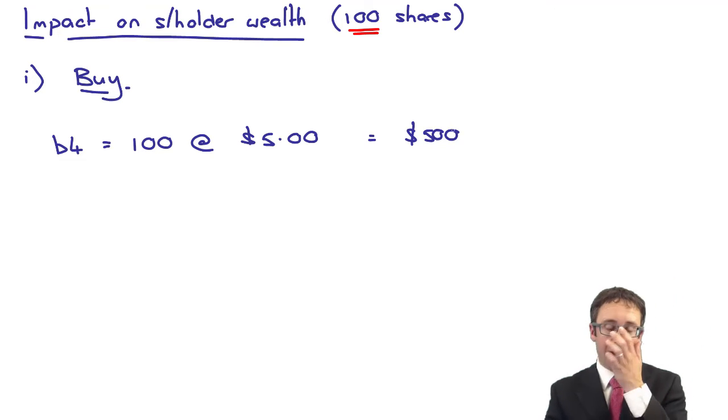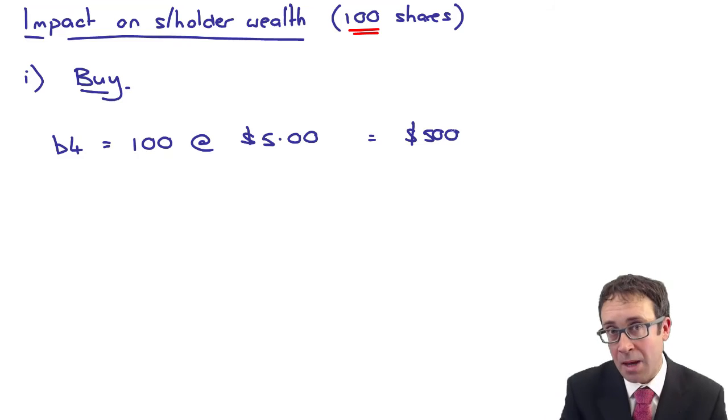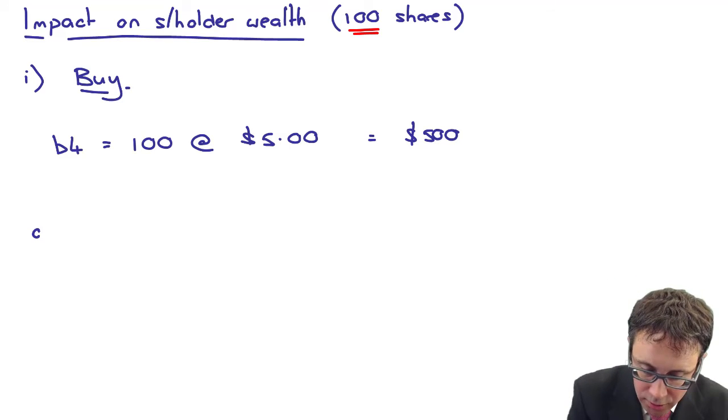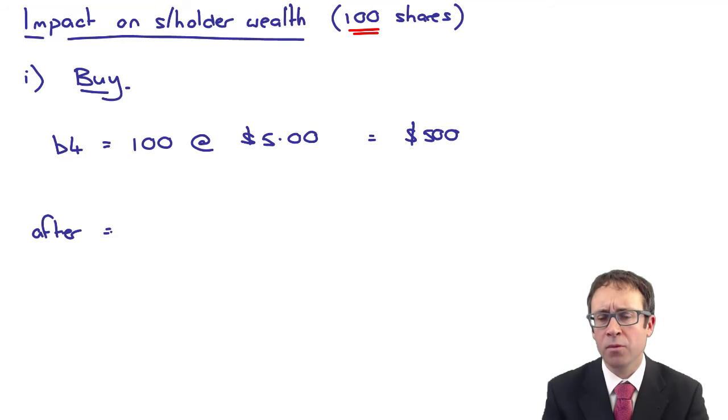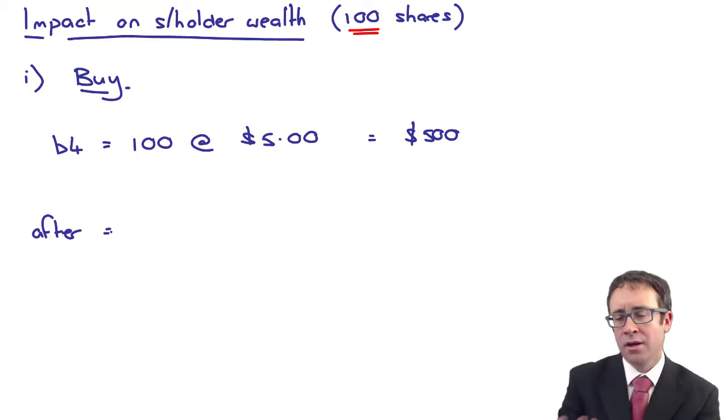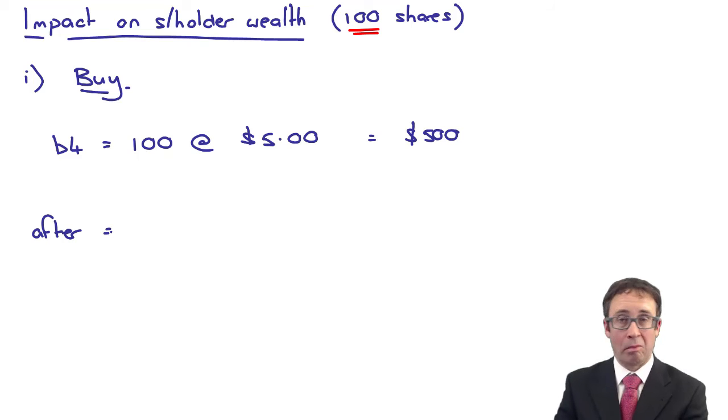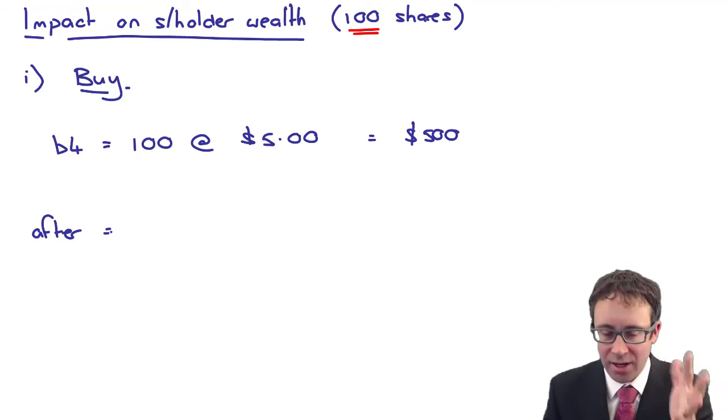So the wealth before is $500, isn't it? Okay, happy with that? We want to make sure that afterwards it hasn't changed. We said it was worth $5 the share. It's now worth, was it $4.60? We've lost. We haven't. Let's show why.